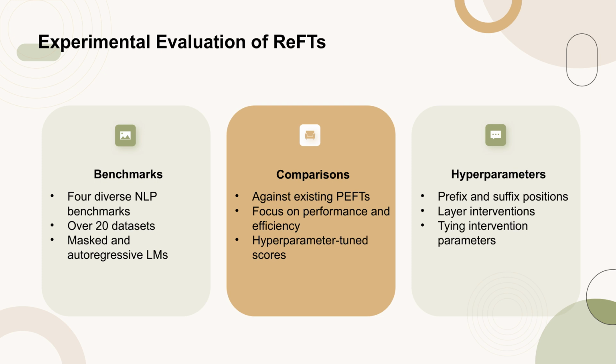Hyperparameter tuning is crucial in these experiments, involving decisions on the number of prefix and suffix positions to intervene on, the layers to apply these interventions, and whether to tie intervention parameters across different positions in the same layer.